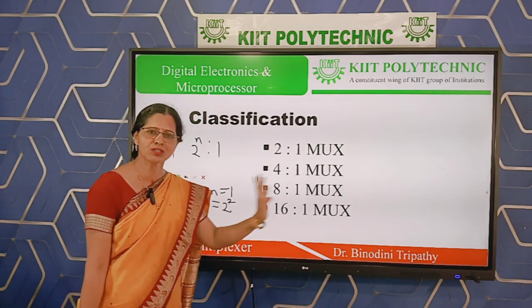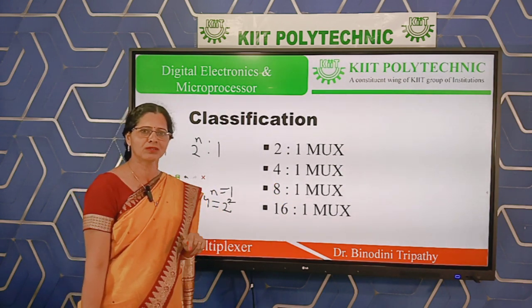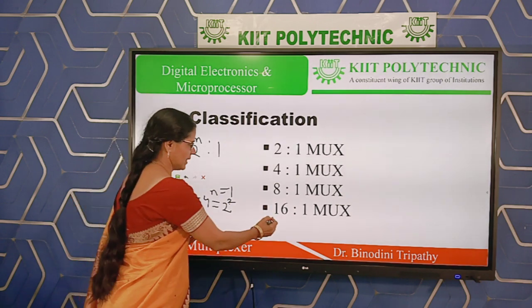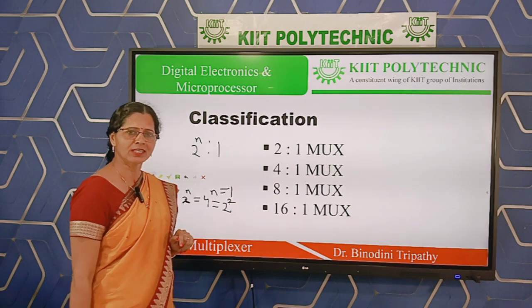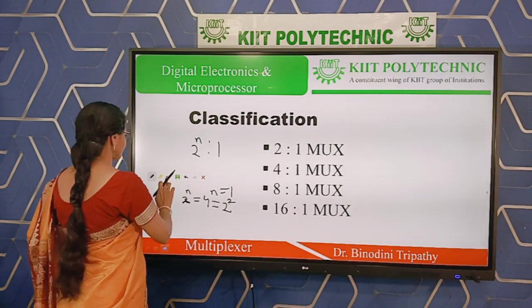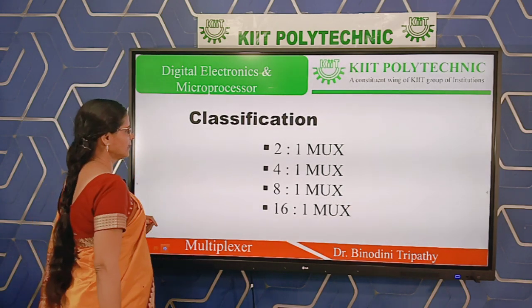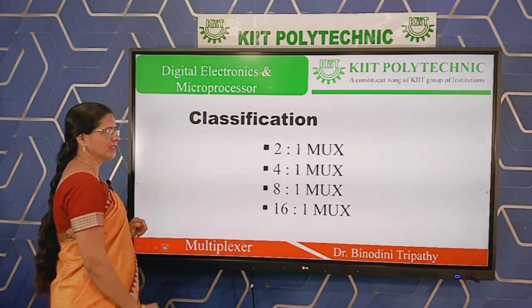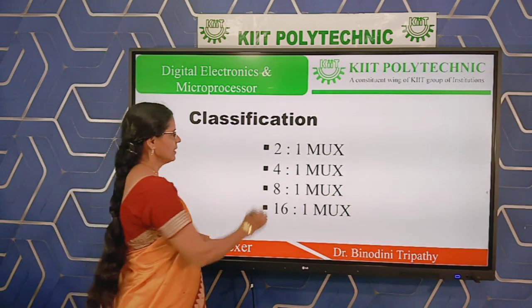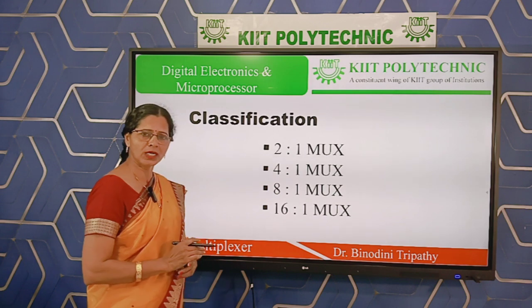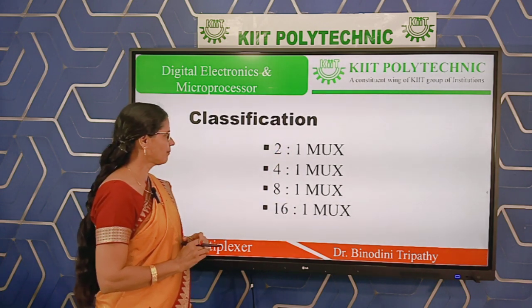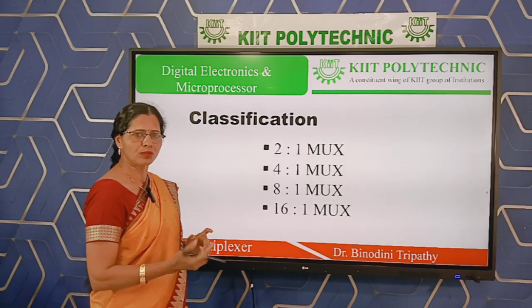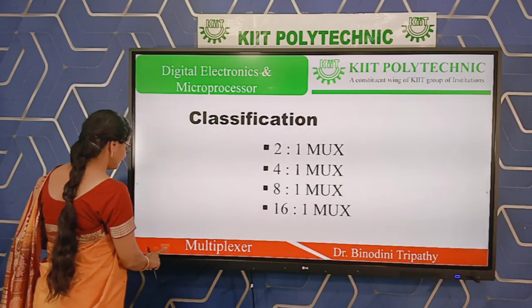In case of 16:1, you have 2 to the power 4 is to 1. That means you have 16 input lines and 4 selection lines. So like that, we can understand the meaning of designating like this. The first number indicates the total number of signal inputs and the second number indicates the output. Always a multiplexer has a single output.